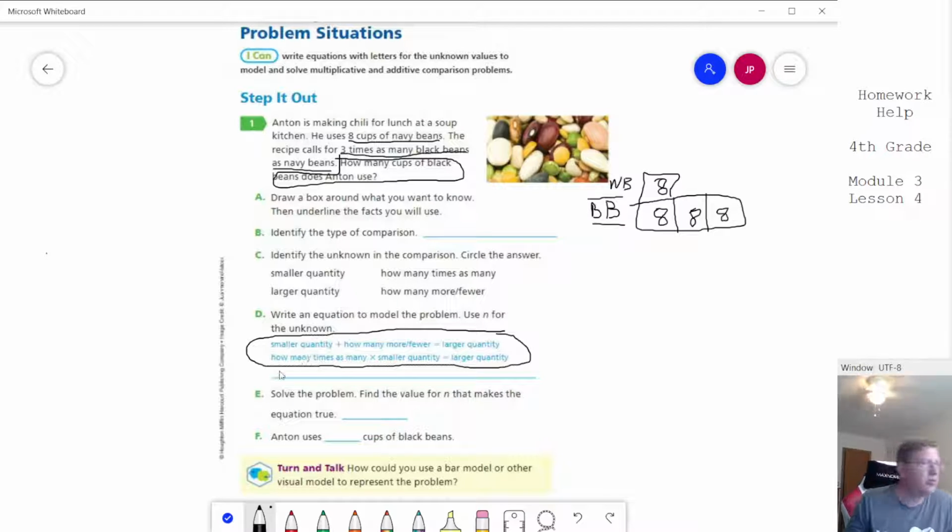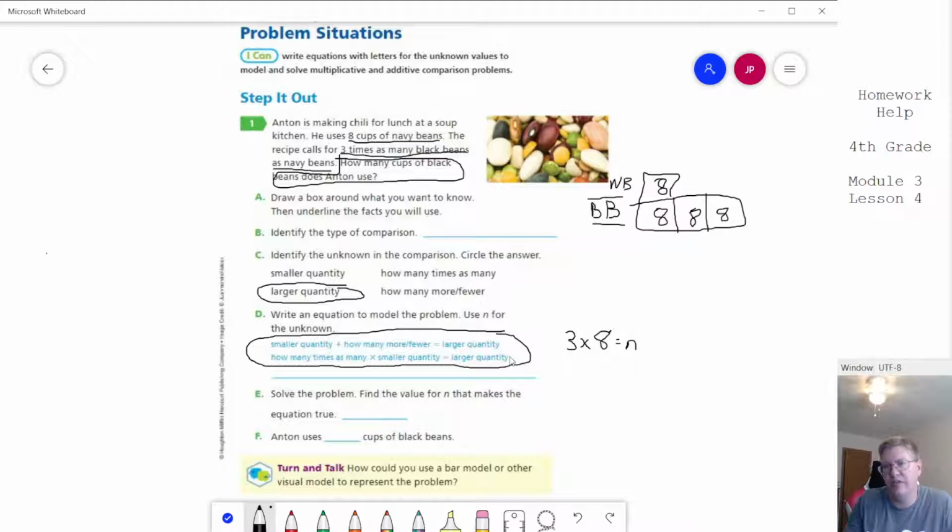That's not what we're doing. We're going to do multiplication. So we're going to see how many times as many times the smaller quantity. So our problem that we would use for this would be 3 times 8 equals n. And that means we are looking for the larger quantity here.